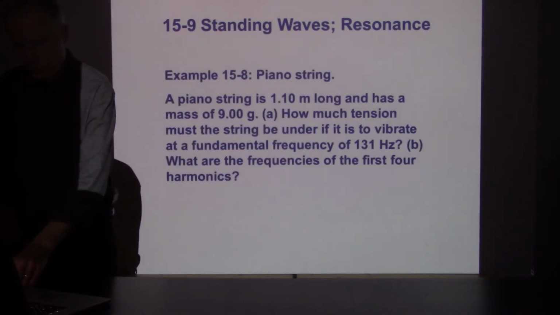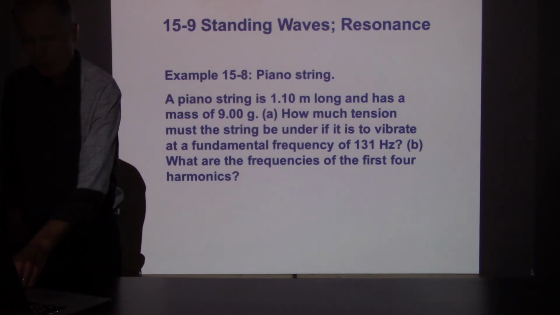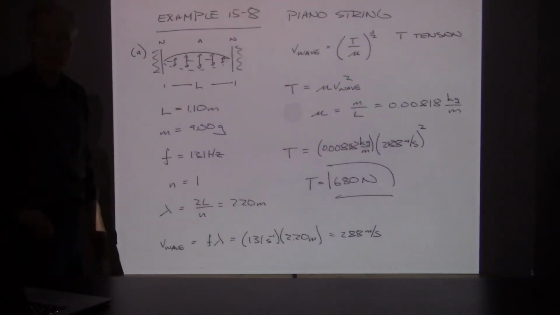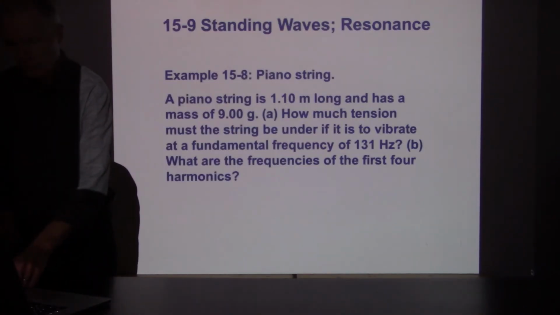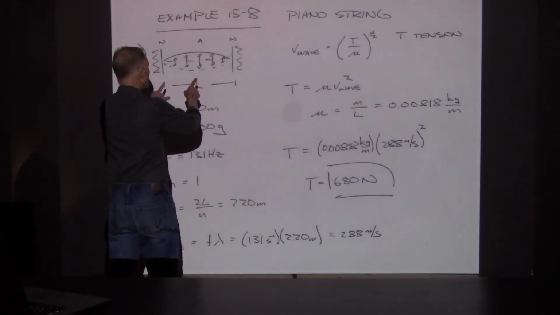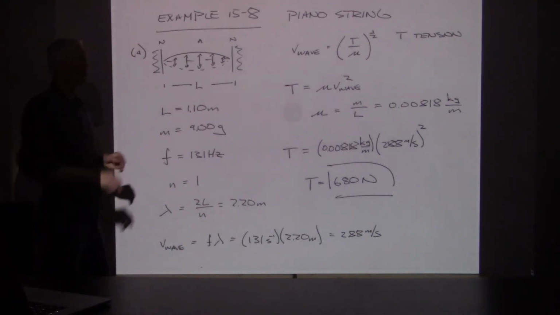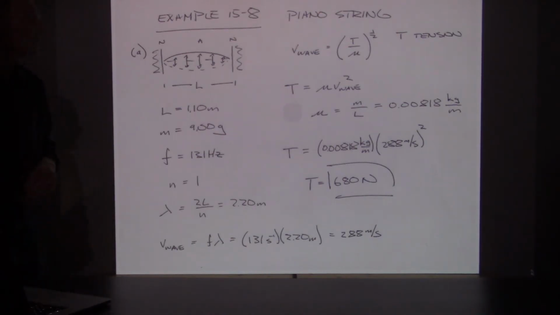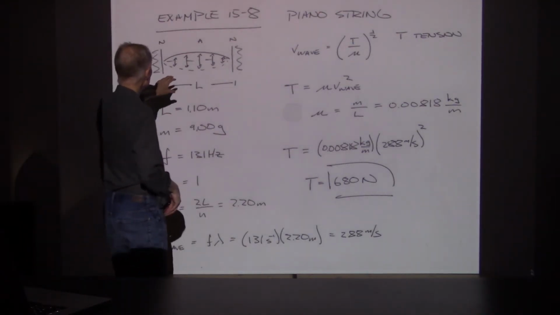All right, so those are the formulas. Here is now an example. It's a piano string, 1.10 meters long, and it has a mass of only 9 grams. How much tension should we place on the string in order to have a frequency of 131 hertz? All right, so here is the piano string. It's the first harmonic that we're looking at, so if they don't say anything else, they're assuming the first harmonic. So I'm just going to jump right in and say here is the first harmonic.